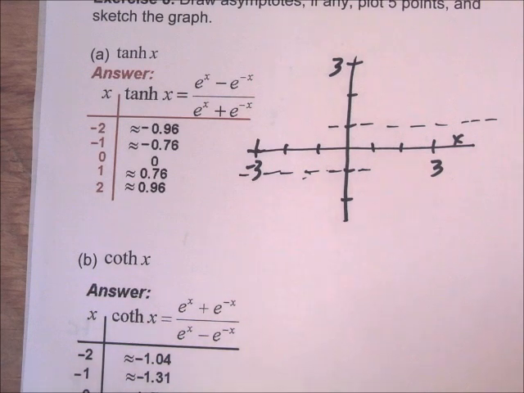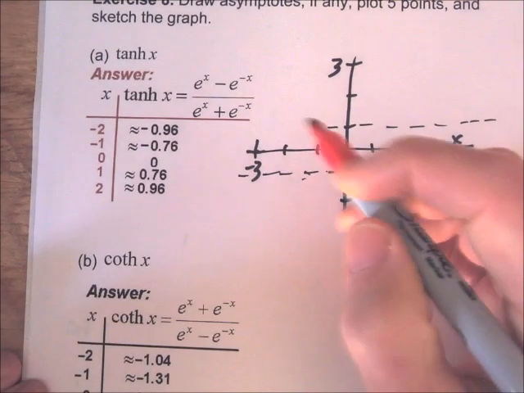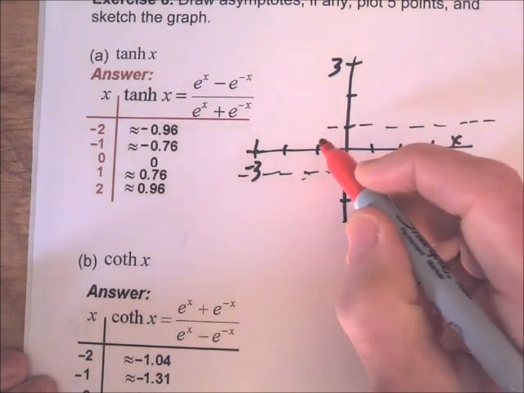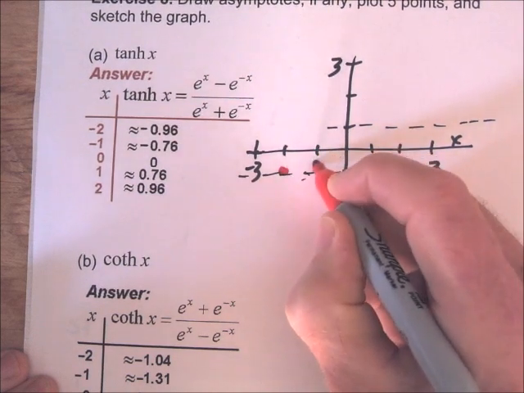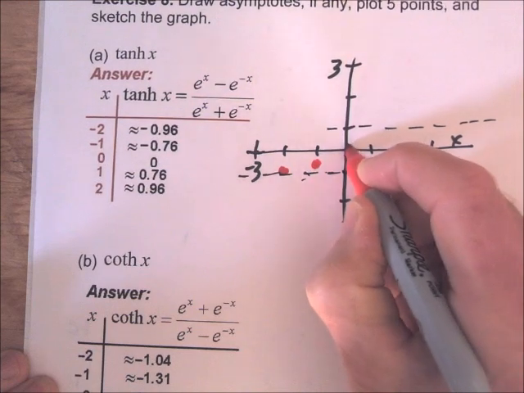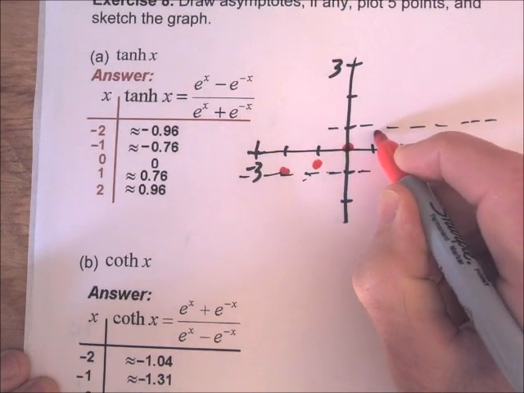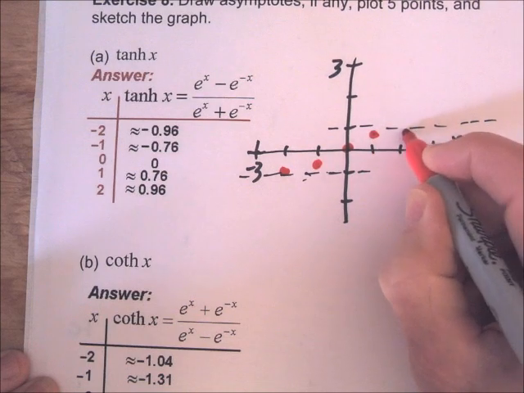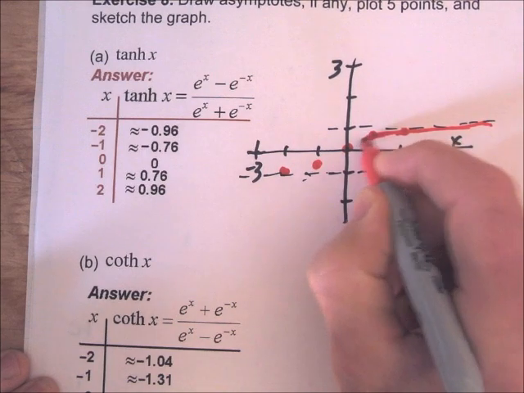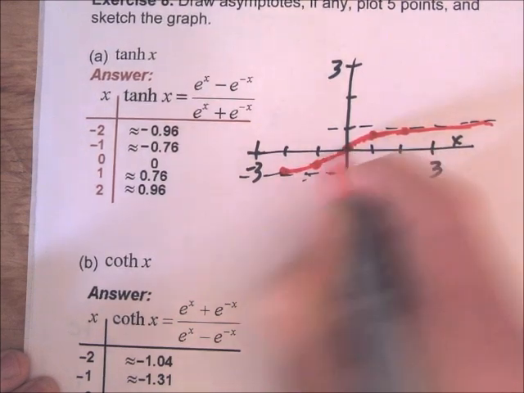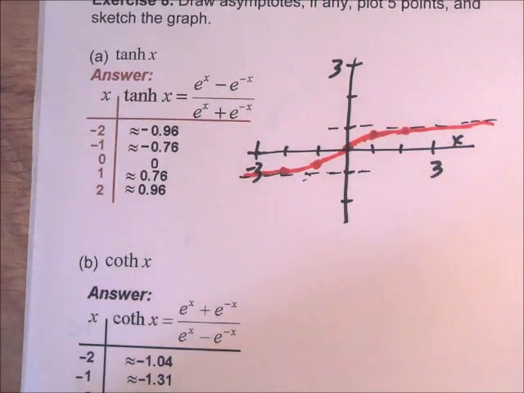Okay, so let's then plot the points. 2 to the left, down almost 1, not quite, and then 1 to the left, down about 3/4, 0, 0, 1 to the right, up about 3/4, and 2 to the right, up almost 1, and connect the dots and extend it toward the asymptotes. Okay, so this looks a little bit like a tangent inverse function, but it's not quite the same, though somewhat similar.